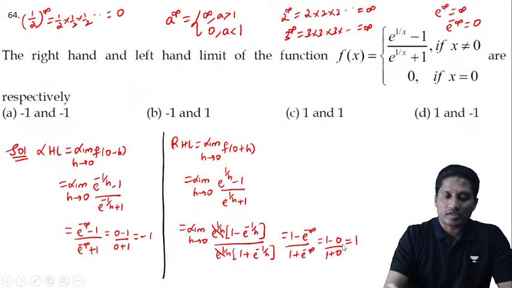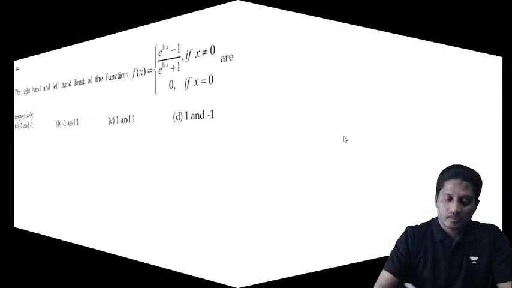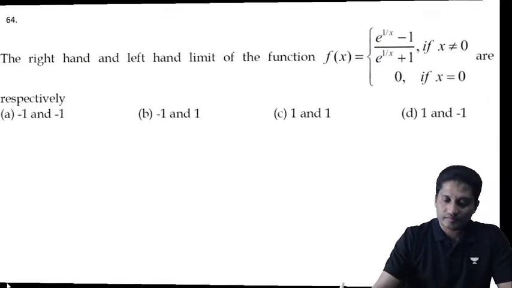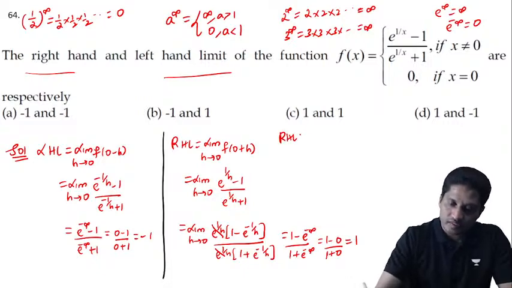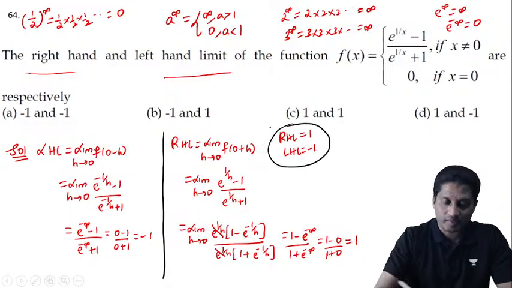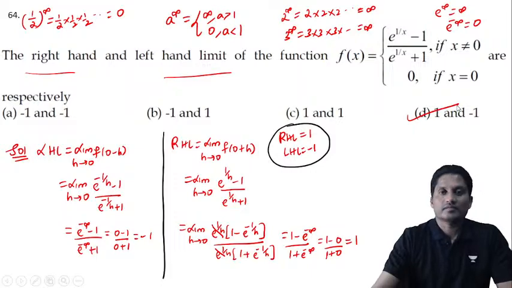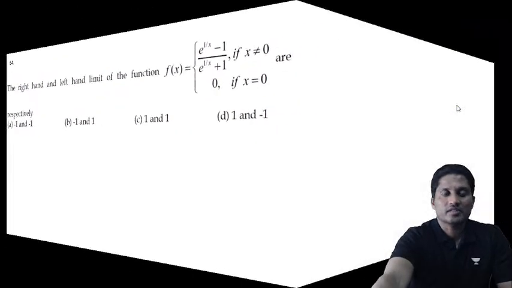So the question is, what is the right hand limit and left hand limit? I'm getting the right hand limit equal to plus 1 and the left hand limit equal to minus 1. So the answer is minus 1 and plus 1. Sorry, plus 1 and minus 1. The answer is option D. Let's move to the next question.